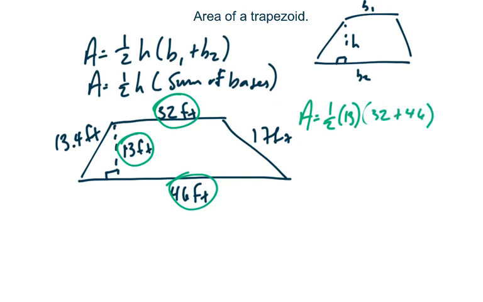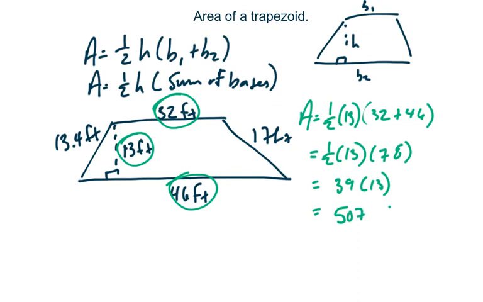32 plus 46. You could type all this into the calculator. Make sure you're using your parentheses. 32 plus 46 gives me a grand total of 78. And because I'm not using a calculator, I'm going to take 1/2 of 78 first, which would give me 39. And I'm going to multiply that times 13. And it gives me 507. We're in feet, yes, feet squared.